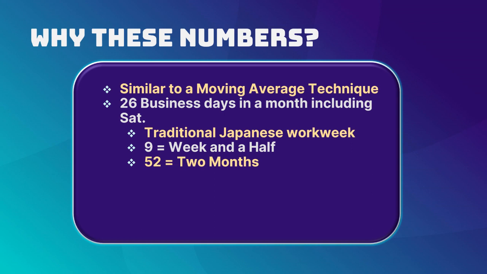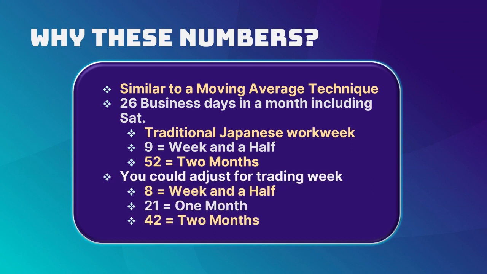Now, if you wanted to make this a little more modern, you can actually adjust the numbers because we don't have a 6 day week. We have a 5 day week for many of our securities. Maybe you have a little bit on Sunday, but not really a full day to count. So you could change this to 8, 21, and 42 rather than using the 9, 26, and 52. So it's up to you. If you want to make those adjustments, you absolutely can.